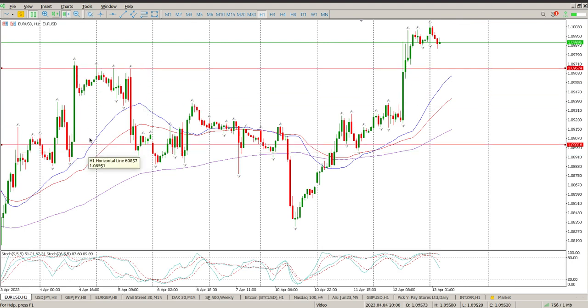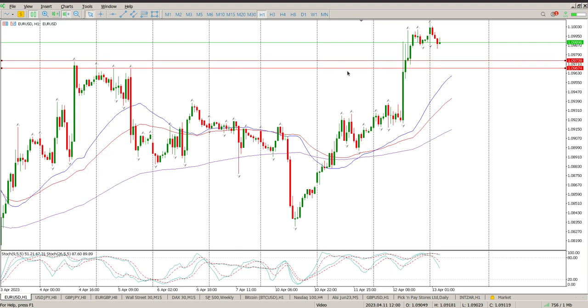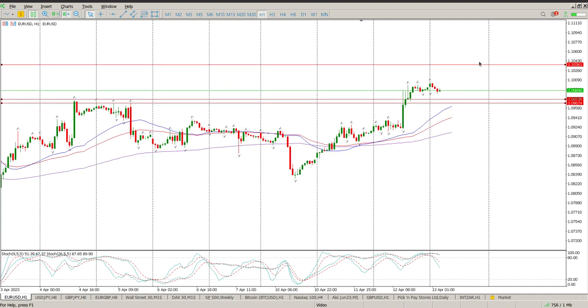take on this is quite simple. I'm looking for pullback on structure. Here's my closest structure, and that is at 109739 and 109674. So I want to see price come back to here. Then I'm looking for an opportunity to buy off there, and I'm targeting 110361. So price needs to come back here. Wait for the pin bar, engulfing bar, or inside bar, and that would set your trade up for a long.